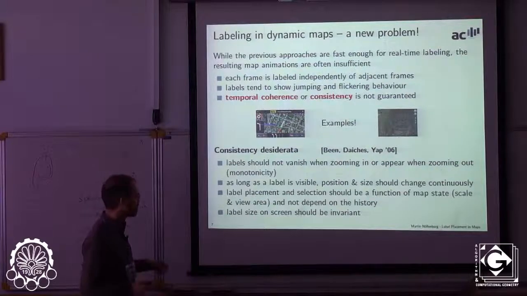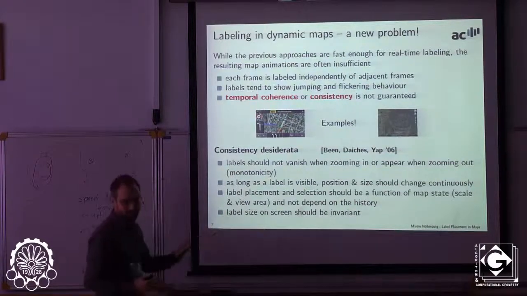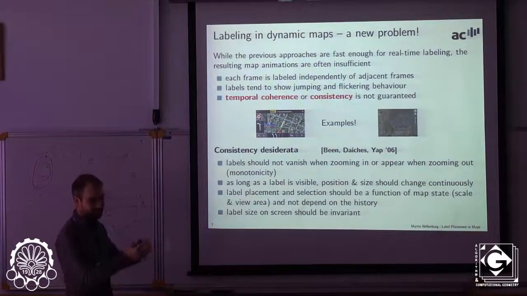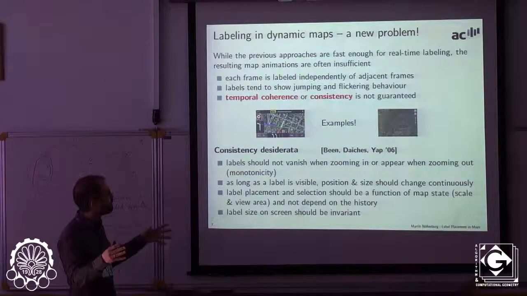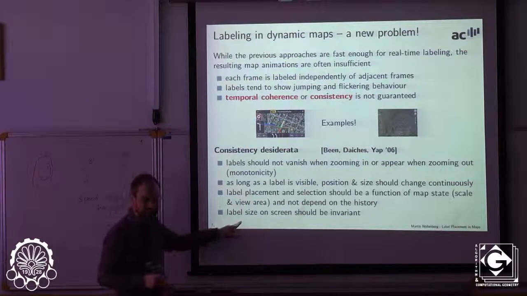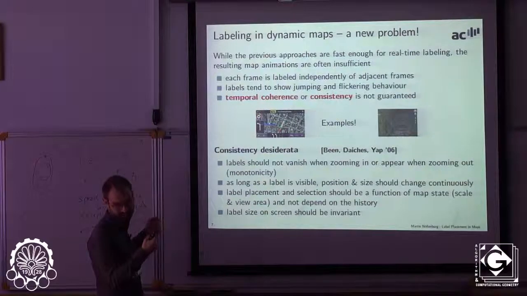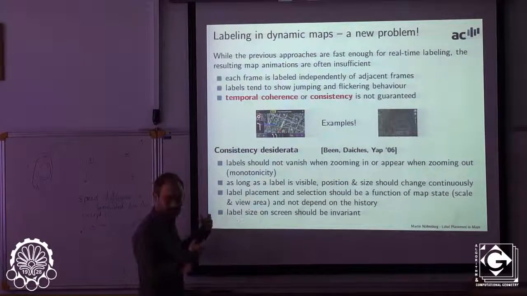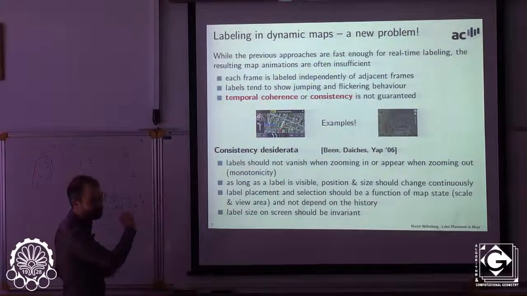And then the label size on screen should mostly be invariant. When you zoom in, you have basically a smaller portion of the space on your screen, and if you don't adapt the label size, they would become very large, right? That means you should shrink your labels so that on screen they have the same constant font size. This was done, for example, in Google Earth. All the labels had constant font size on screen, but relative to the map background, they changed their size.